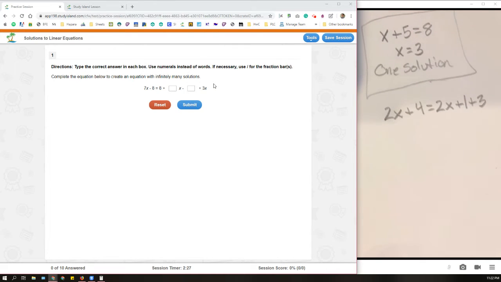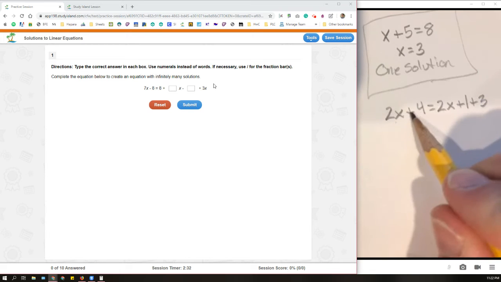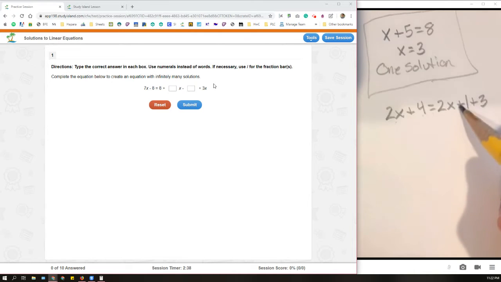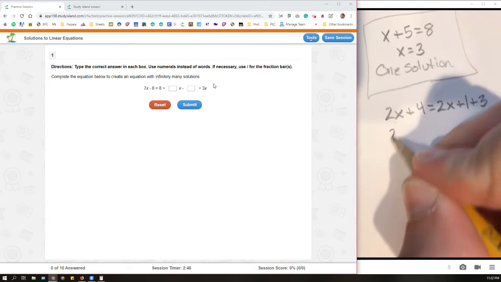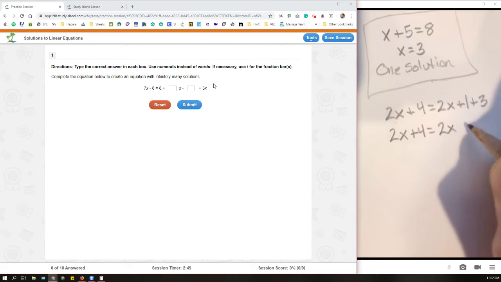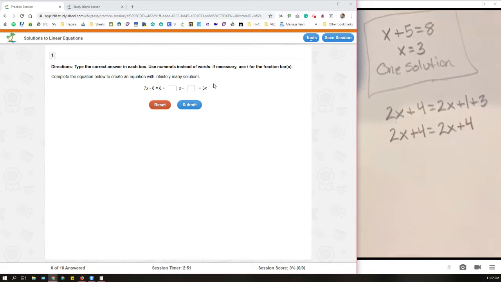Now, you might have noticed right away, this says 2x plus 4, and this says 2x plus 1 plus 3. Well, if I add 1 and add 3, that's the same as adding 4, right? So yes, I could rewrite this equation as 2x plus 4 equals 2x plus 4. And now they say the exact same thing. That's kind of weird. What is the solution to this equation?